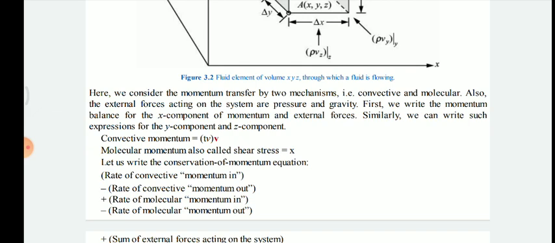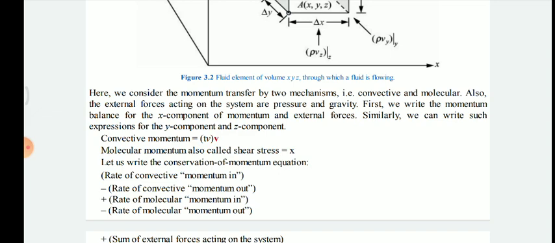Molecular momentum is also called shear stress. Shear stress is defined as tau x. So let us write the conservation of momentum equation: rate of convective momentum in minus rate of convective momentum out, plus rate of molecular momentum in minus rate of molecular momentum out. These are different formulas for convective transfer as well as for molecular momentum transfer.